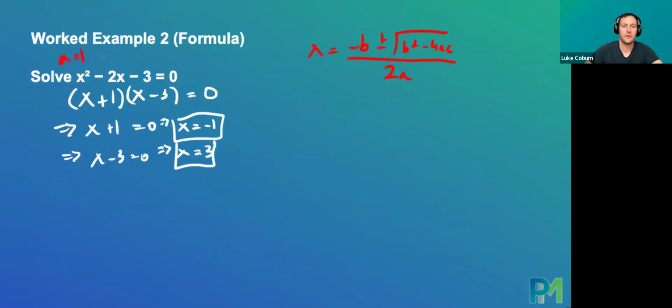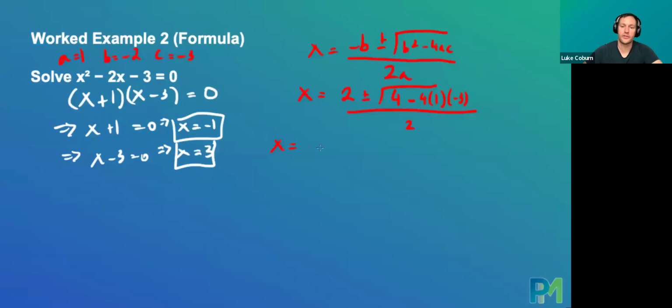So a is equal to 1. The coefficient in front of the x squared is the a, and a is equal to 1. The coefficient in front of the x term is the b, and that's minus 2. And the coefficient in front of just the number is minus 3. Okay, so x is equal to minus b, which is minus minus 2, plus or minus the square root of b squared, which is minus 2 squared, minus 4 times 1 times minus 3, all over 2.